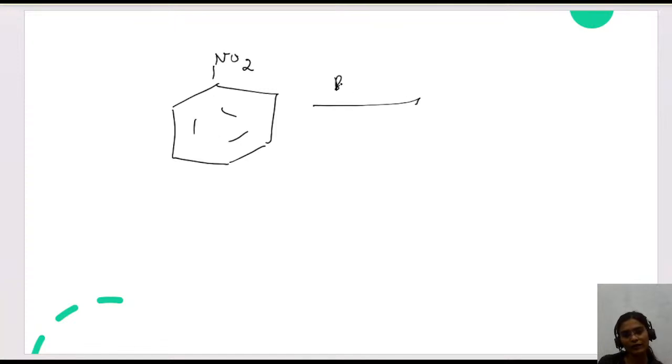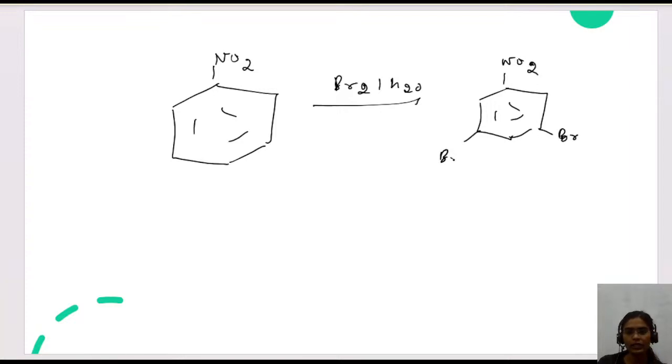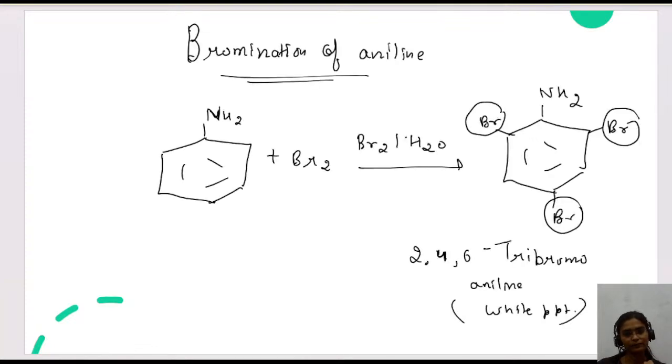Maybe you're getting it. Let's suppose, in this case, I'm using NO2, and I'm using the same bromine. This is meta directing, so my bromine is connected here. I want to highlight that we can't get this product. Only one bromine. You can say, ma'am, because you are using water and it's very reactive. But again, why all three positions? Maybe you are getting my point a little bit.